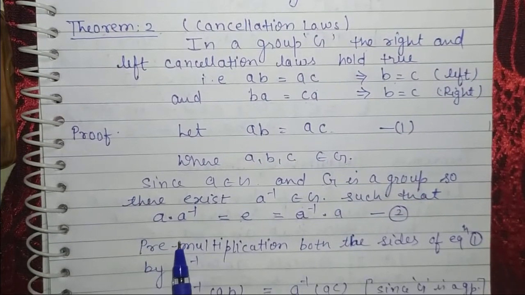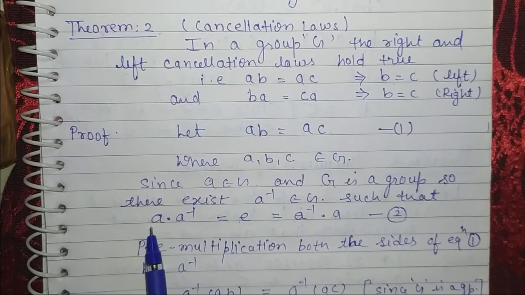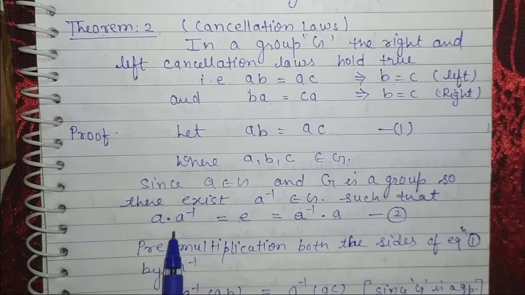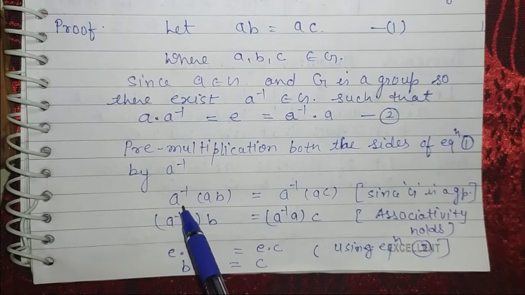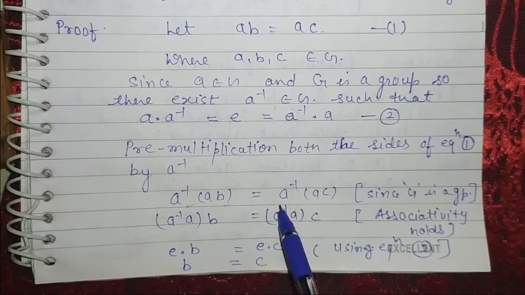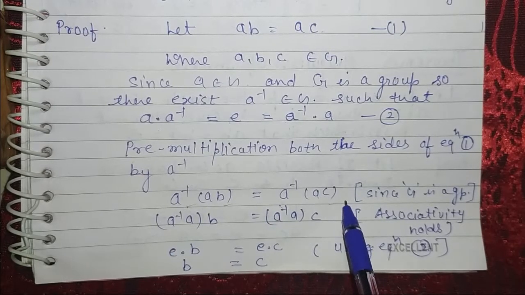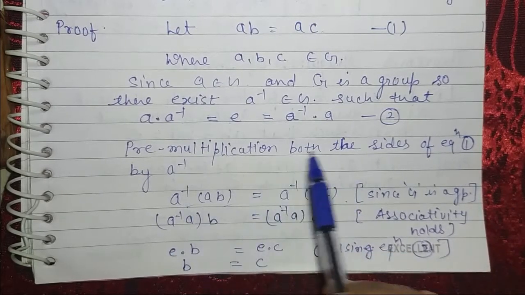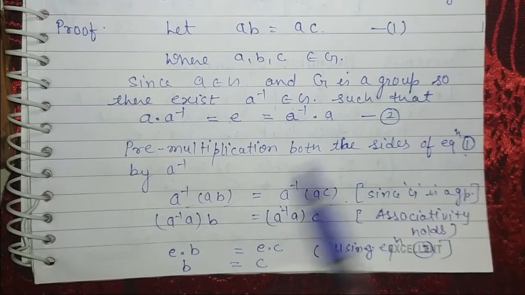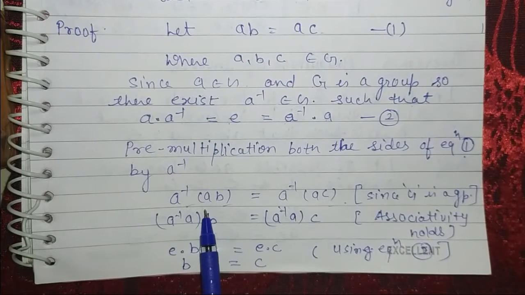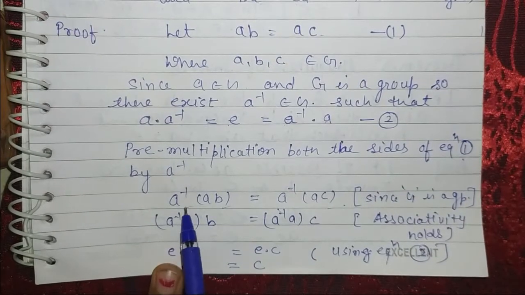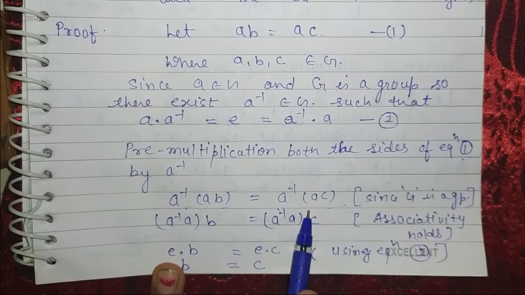So what we are doing is pre-multiplication by A inverse on both sides. Sorry, we are doing the pre-multiplication in equation 1. So this is our equation 1. After pre-multiplication by A inverse in equation 1, we can write A inverse AB is equal to A inverse AC. So this is our next equation.